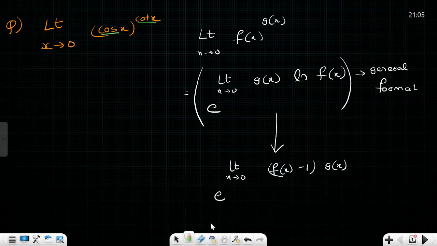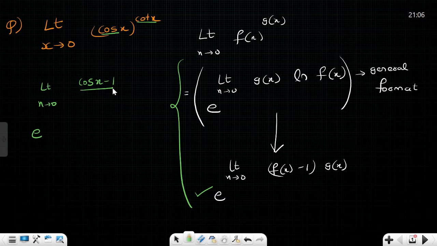f of x minus 1 into g of x, correct? Yes, sir. So now this shorter format is what we are going to use for this question, that is e power limit x tends to 0, f of x minus 1, that is cos x minus 1, into cot x, that is 1 by tan x. Into cot x is 1 by tan x. Okay, note down till here quickly.